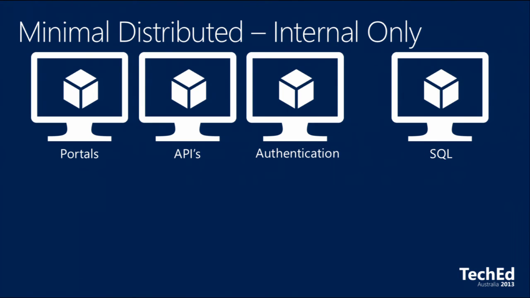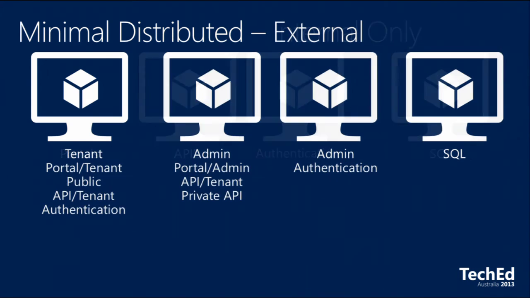If you were going to do an internal install, you might look at doing this kind of thing: have all the portals on one box, have all the APIs in another box, have authentication on another box. That's probably one way to do it. Or if you were doing it external, this is probably what you'd look at. You'd have the tenant portal, the tenant public API, and the tenant authentication sites all sitting on one box. That box would be exposed to the internet. Then the admin portal, the admin API, and the tenant private API all sitting inside, with no access to the internet. And same with admin authentication and your SQL box.